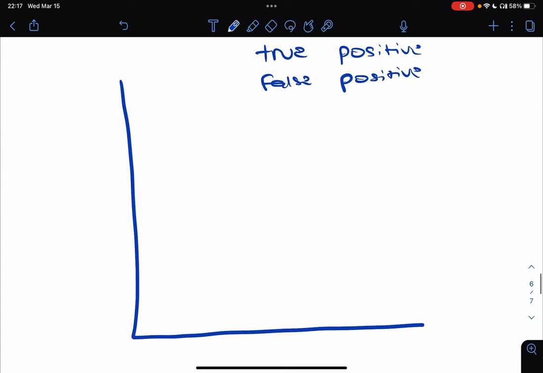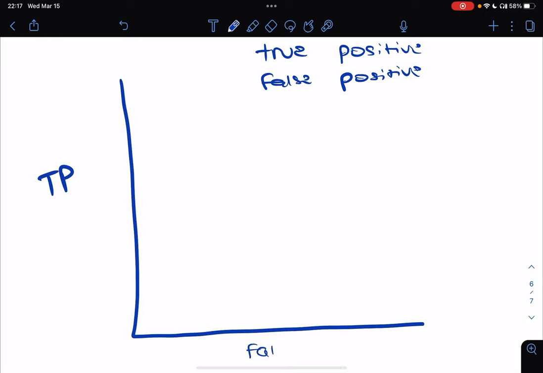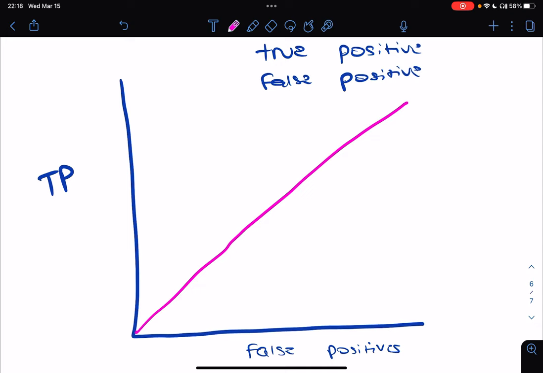And so let's say I wanted to graph that. So over here I have true positives, and over here I have false positives. Now let's say my test is a scam. So basically my test is no better than random guessing. You either have a 50% chance of a true positive or you have a 50% chance of a false positive. What that would look like on a graph is basically just this.